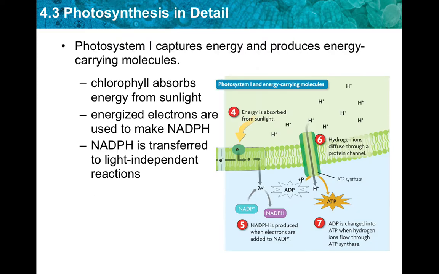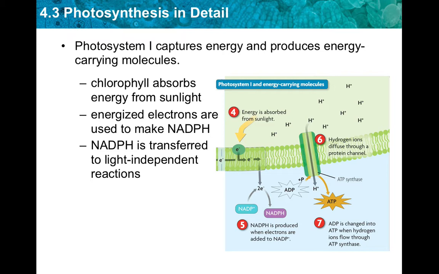Photosystem 1 and energy-carrying molecules. Energy is absorbed from sunlight like in PS2. Similar molecules absorb sunlight, and electrons are energized and leave the molecule.